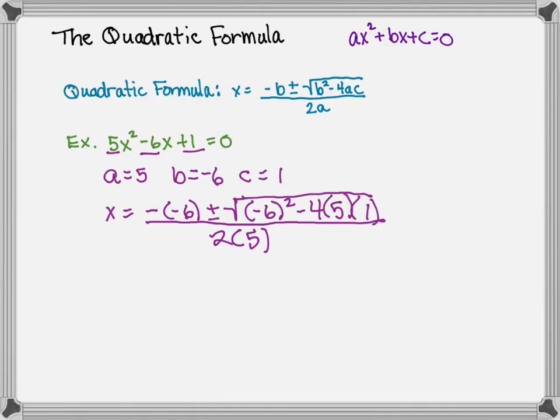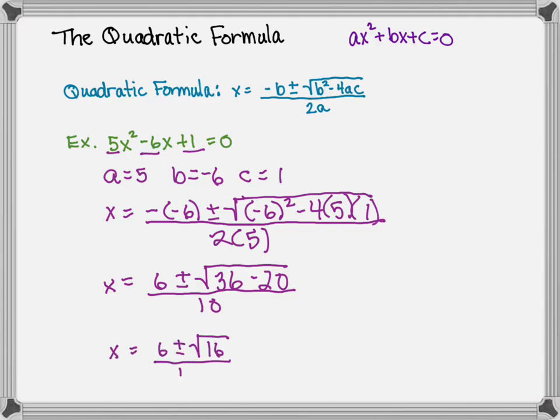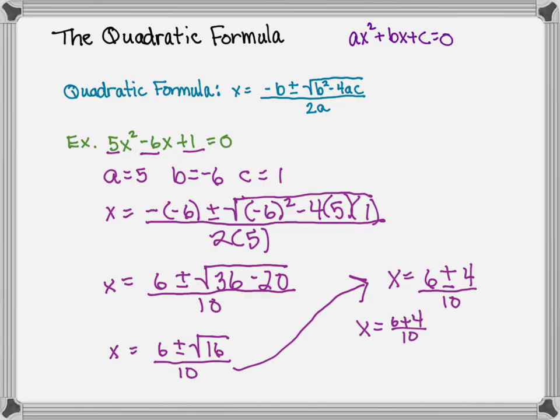So let's start simplifying that. x equals 6 plus or minus the square root of 36 minus 20 all over 10. Or x equals 6 plus or minus the square root of 16 over 10. The square root of 16 is 4, so this becomes x equals 6 plus or minus 4 over 10. And we can simplify this further. We get x equals 6 plus 4 over 10, or x equals 6 minus 4 over 10.